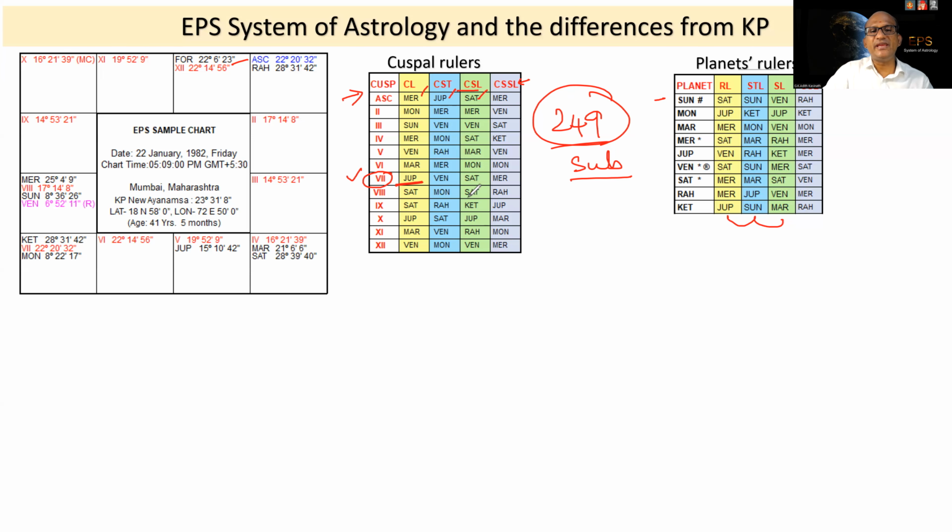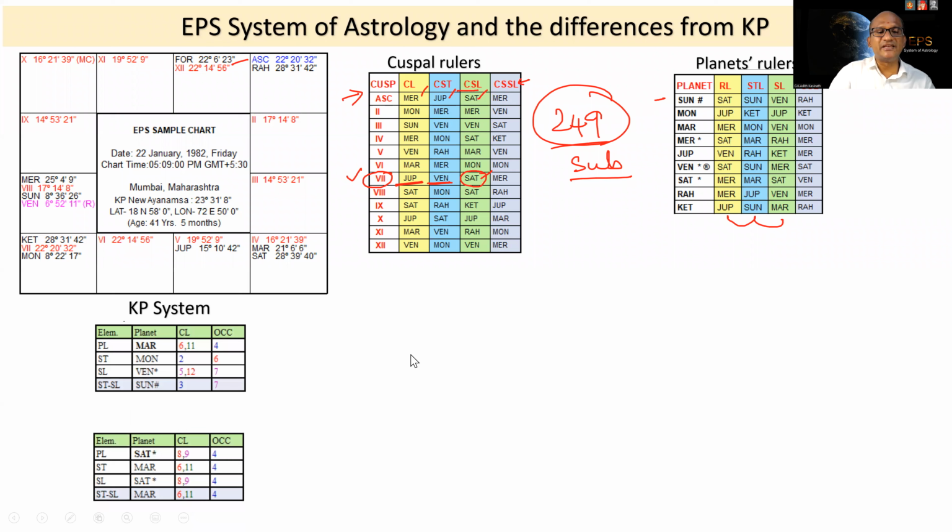As per KP, we give more importance to the sublord of the particular house, the 7th house. To know the 7th house matters, we look at what the 7th cuspal sublord Saturn signifies. But we do not give importance to what the 7th cuspal star lord Venus signifies. Moreover, to know what Saturn is signifying as per KP, we look at the KP significations. Saturn is the 7th sublord.